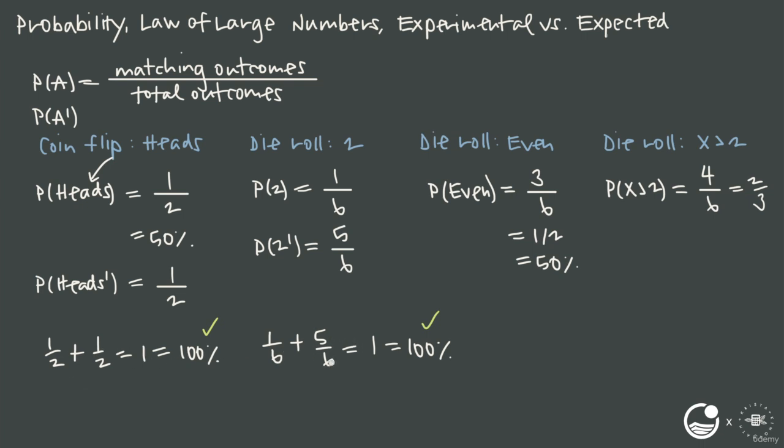Which of course leads us into this idea that probability itself is always a value between 0 and 1, where a probability of 0 means that the event will not occur, or that there's a 0% chance that the event will occur, all the way up to 1, which says that the event will definitely occur, that there's a 100% chance that the event will occur.